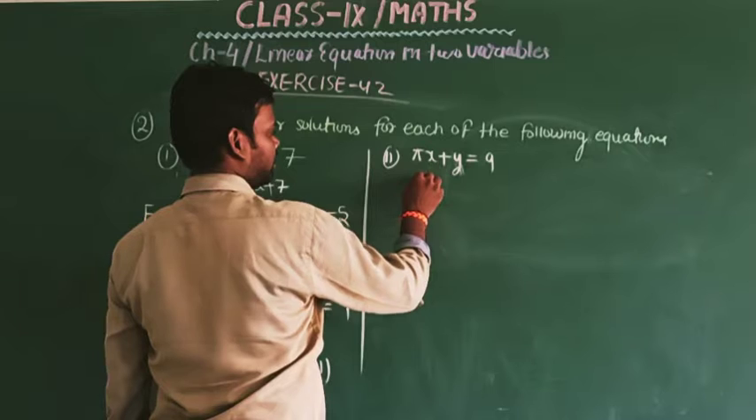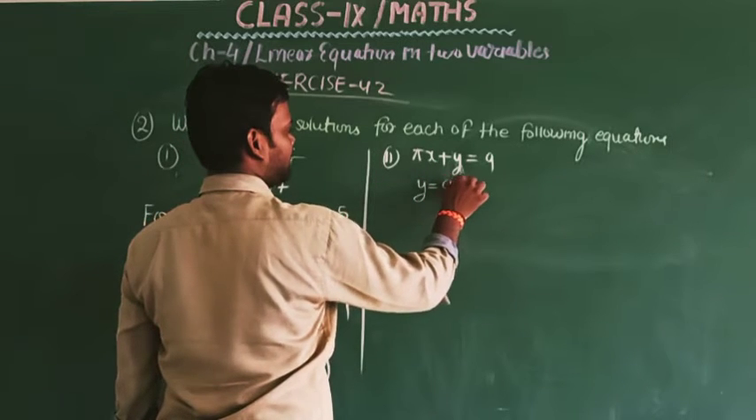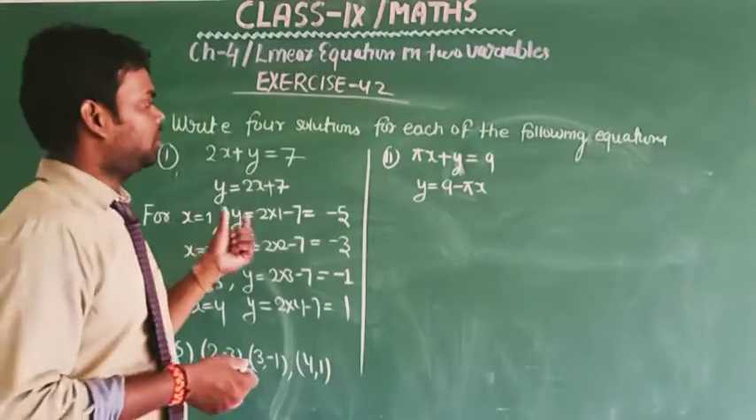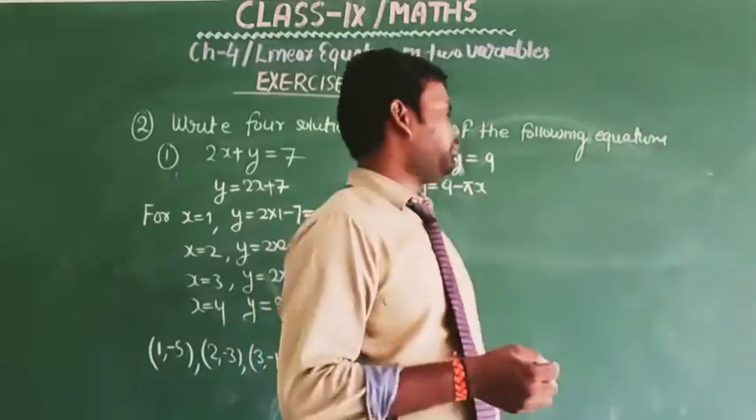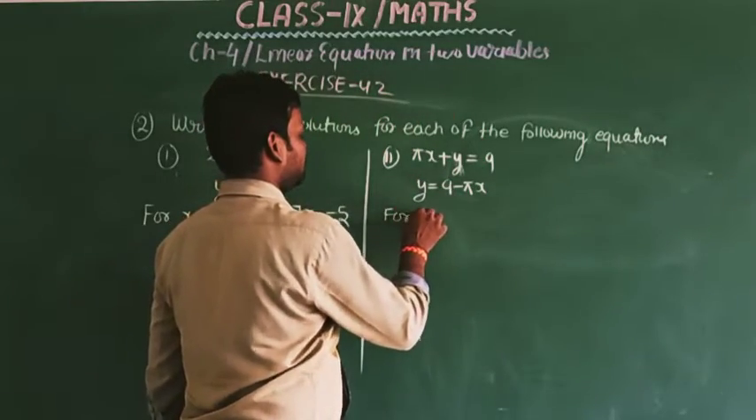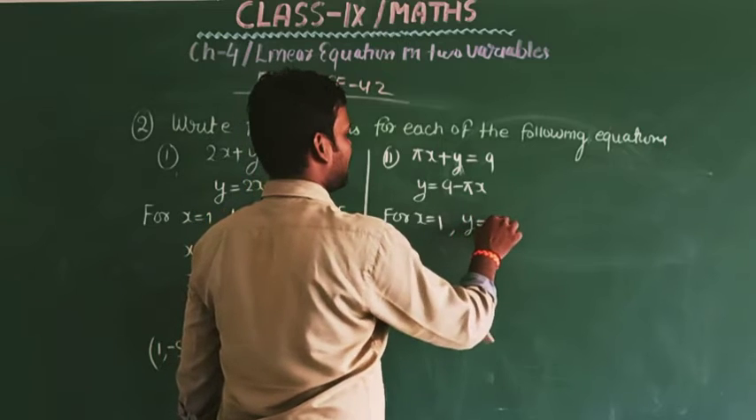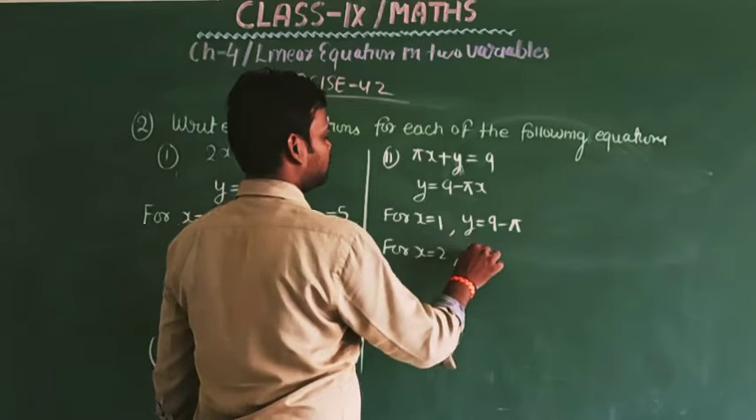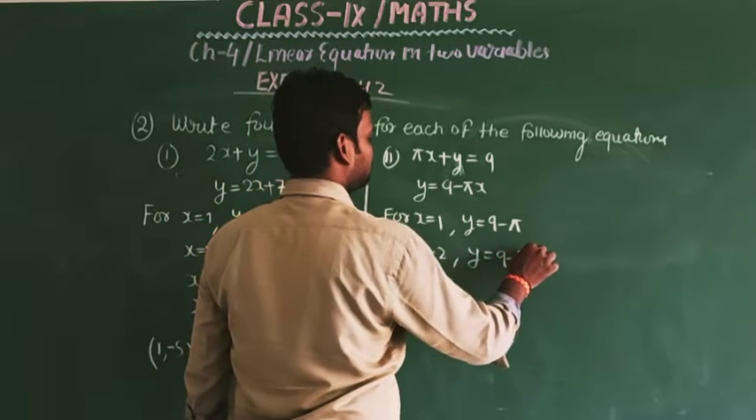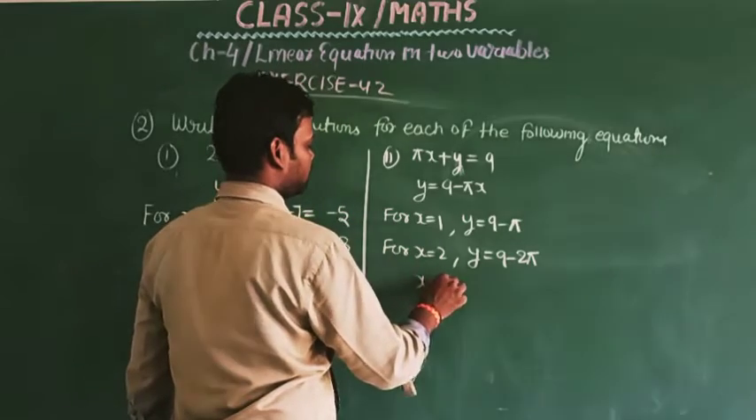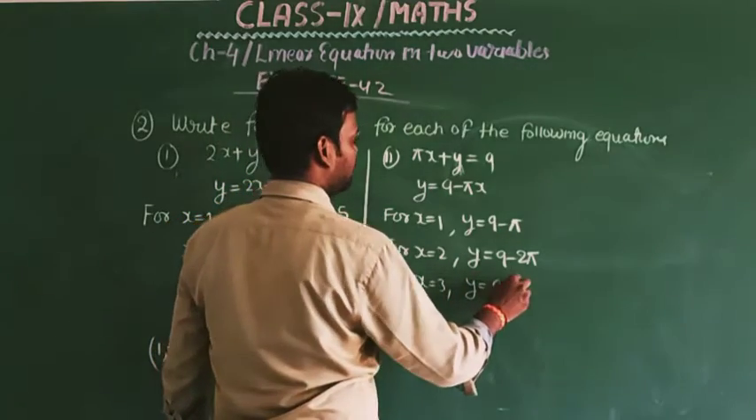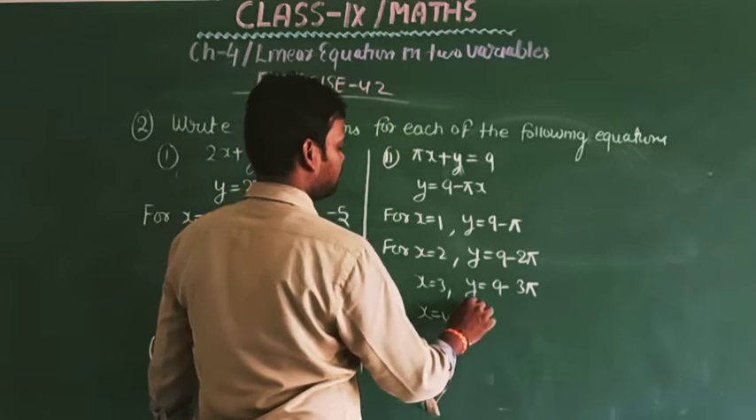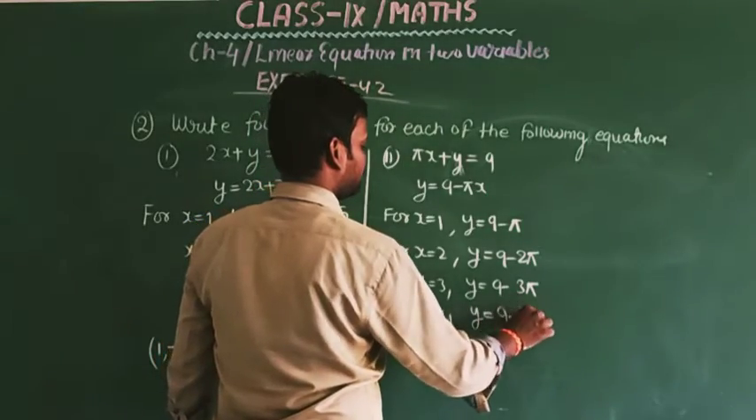So the above equation can be written as y equal to 9 minus pi x. Now taking again 4 different values of x and getting the corresponding values of y. So for x equal to 1, y equal to 9 minus pi. For x equal to 2, y equal to 9 minus 2 pi. For x equal to 3, y equal to 9 minus 3 pi. And x equal to 4, y equal to 9 minus 4 pi.